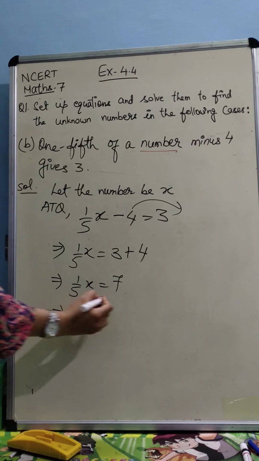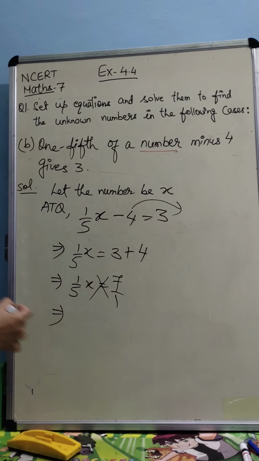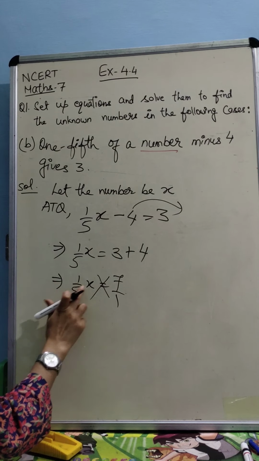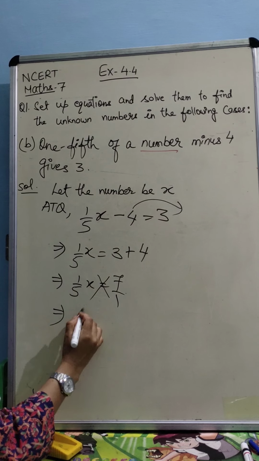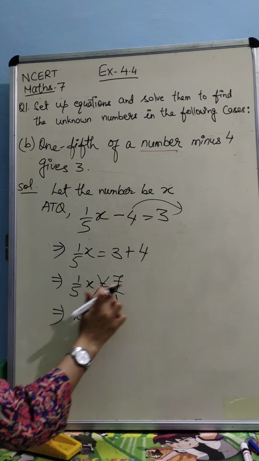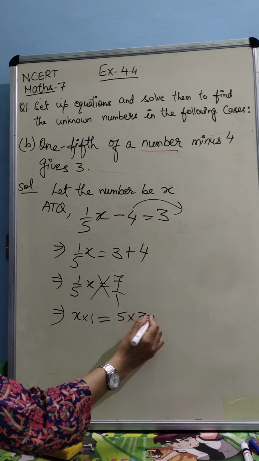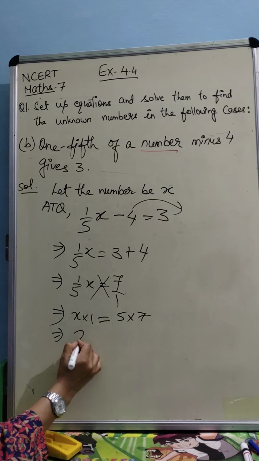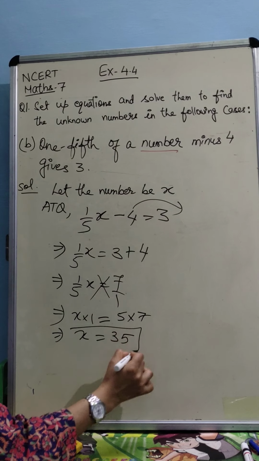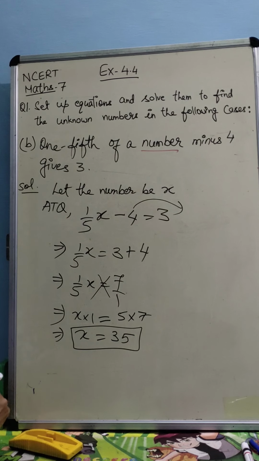Okay. Now we can do cross multiplication. I told you whenever we have fractions on both the sides, we will do cross multiplication. And cross multiplication means, see this x, 1 upon 5x. X means x is in the numerator. So this x will be multiplied with 1 is equal to, and this 5 will be multiplied by 7. X into 1 is x only. 7 into 5 is 35. So the value of x here is 35.